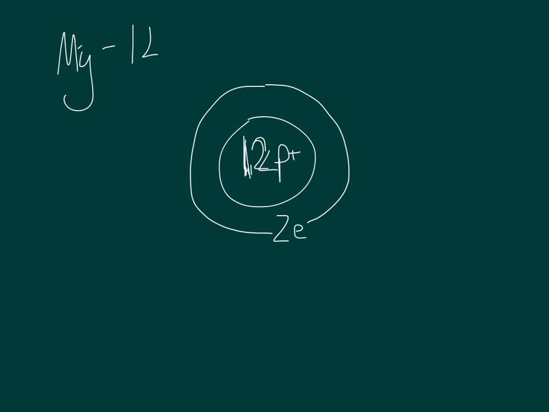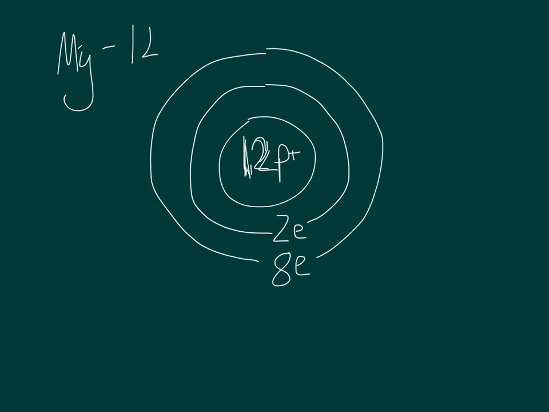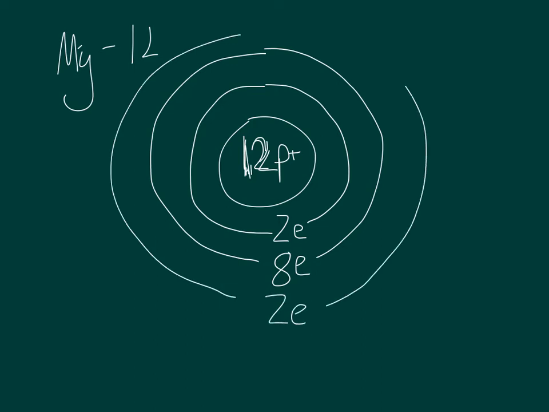2 electrons maximum fit in the first energy level. 8 electrons fit in the second energy level. And now that we've maxed that out, how many plus 10 equals 12? That's right. 2 more electrons give us 12 electrons to match the number of protons.